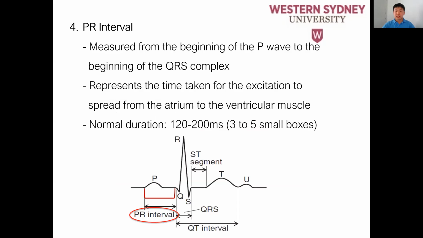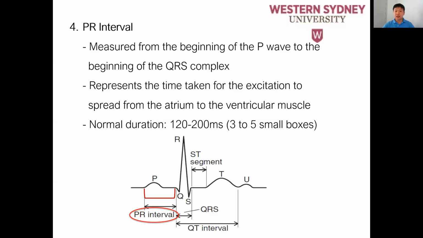So now we'll go through some intervals that we measure and identify. The first interval is the PR interval, and this is the interval measured from the beginning of the P wave to the beginning of the QRS complex. It represents the time taken for the excitation to spread from the atrium to the ventricular muscle. And normal duration is between 120 and 200 milliseconds, so around 3 to 5 small boxes.